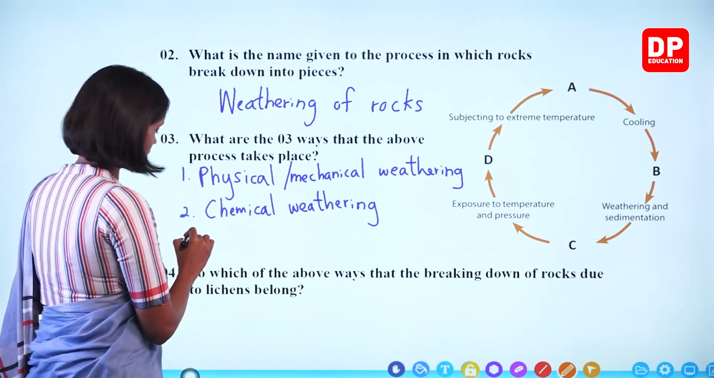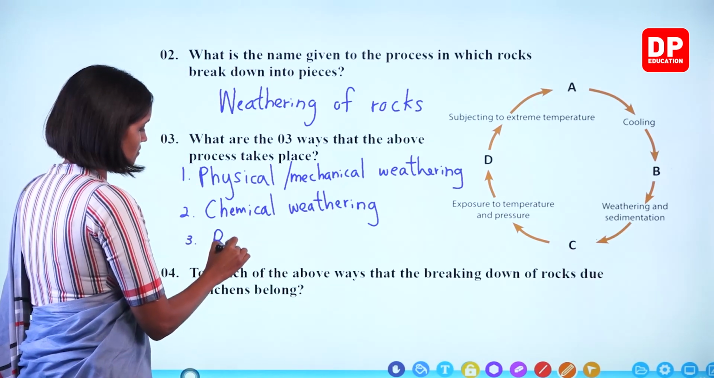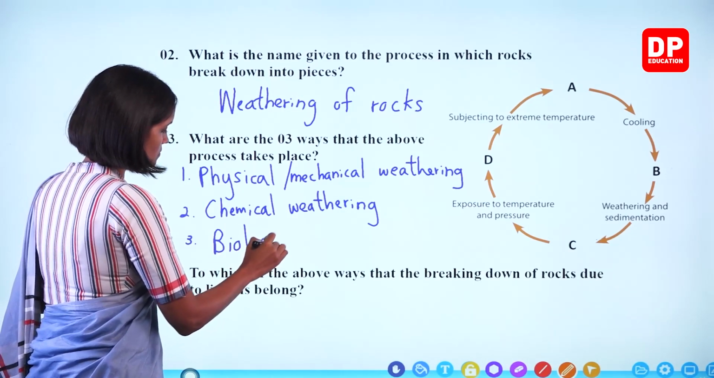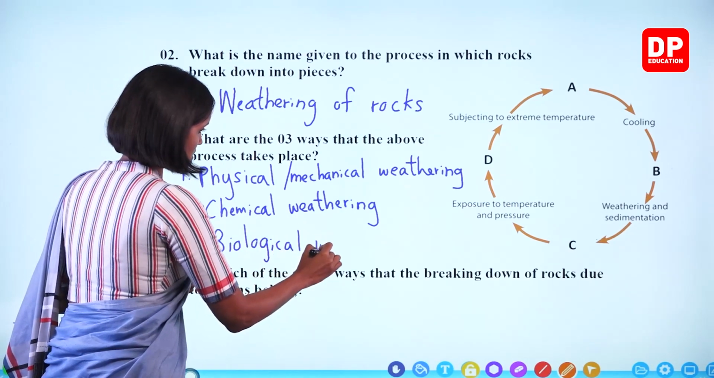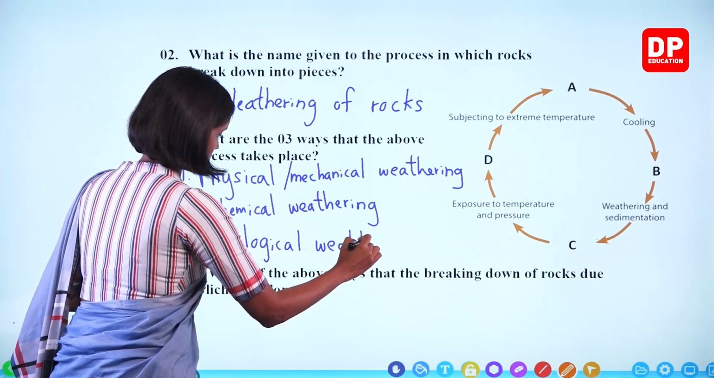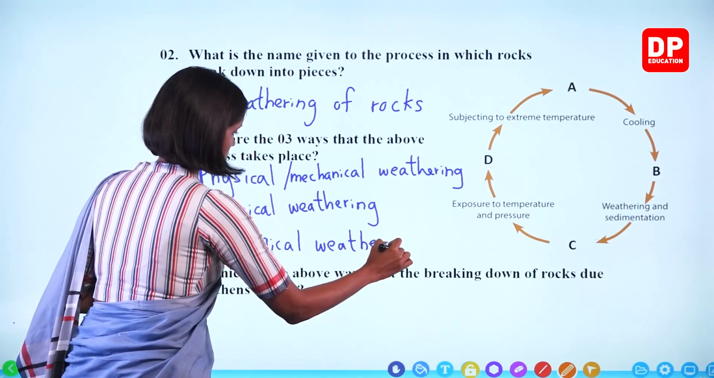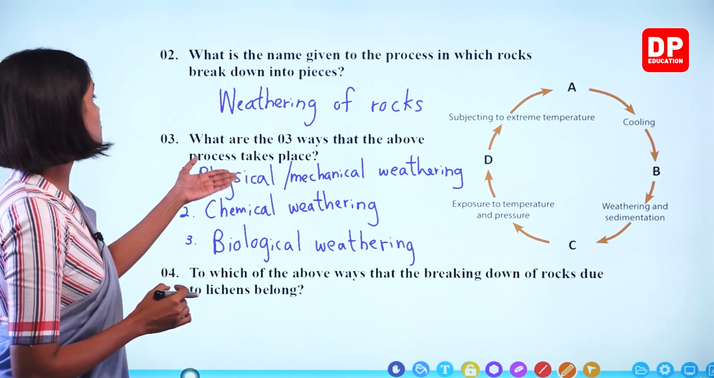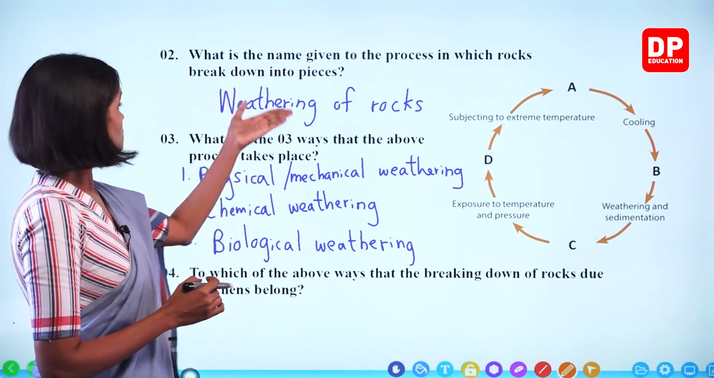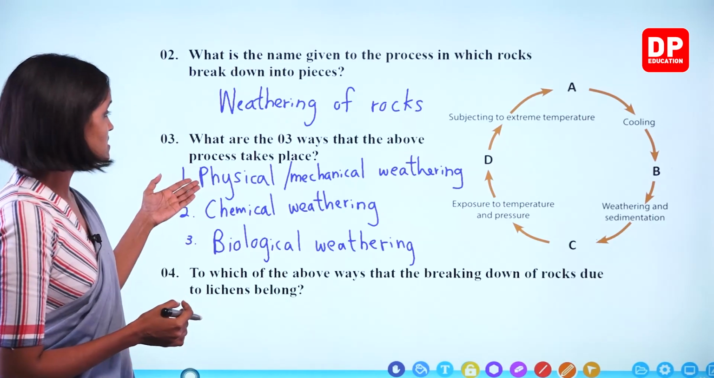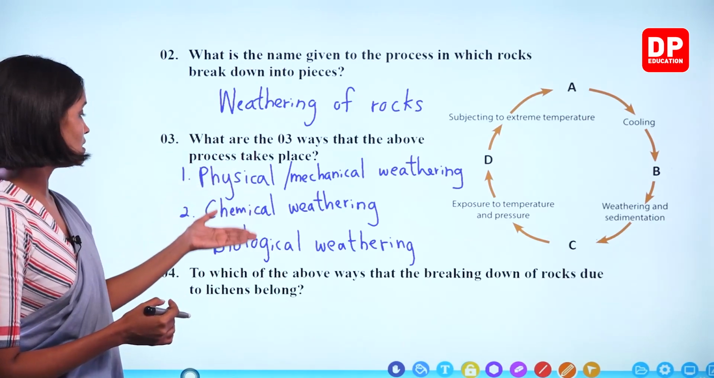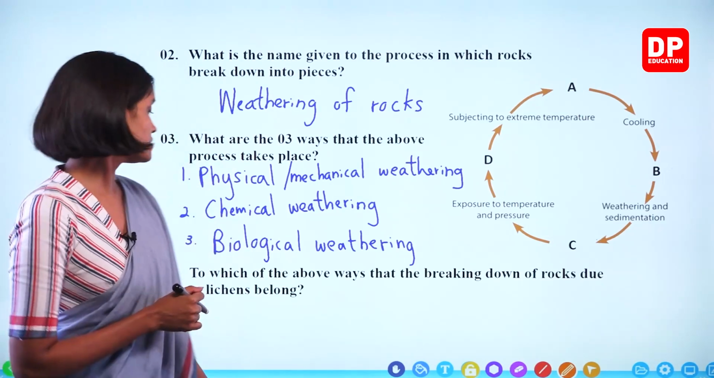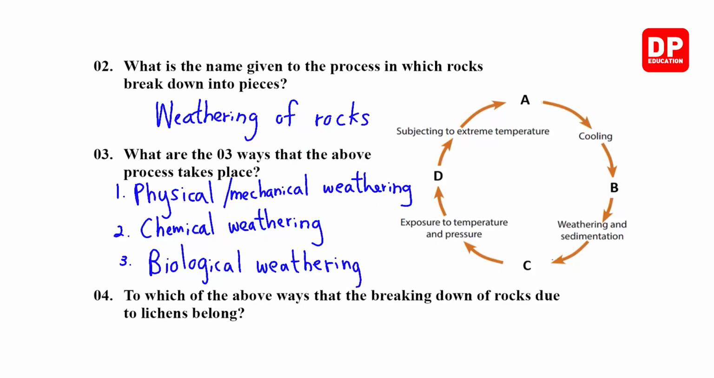And number 3, biological weathering. What are the 3 ways that the above process takes place, which means the weathering of rocks takes place? Physical weathering, chemical weathering, biological weathering, right? Number 4. To which of the above ways does the breaking down of rocks due to lichens belong?